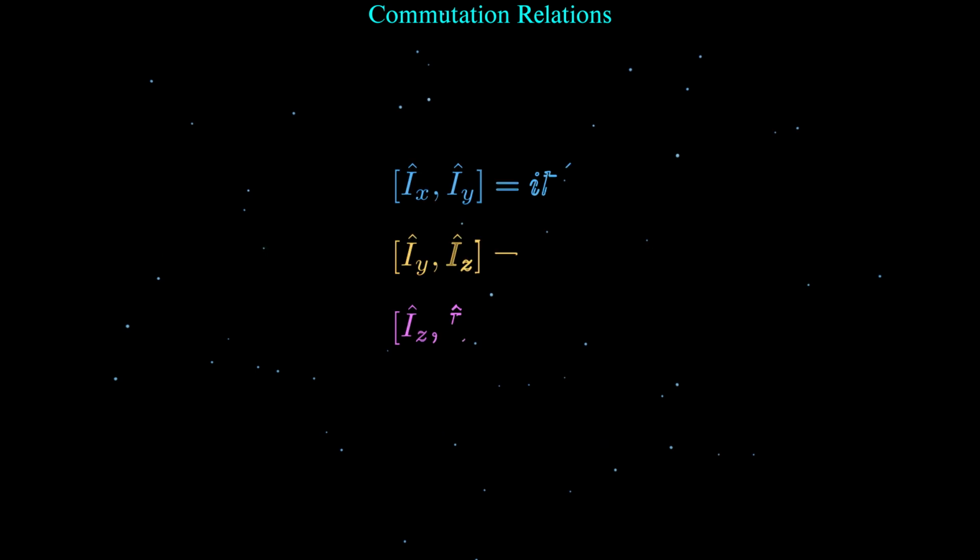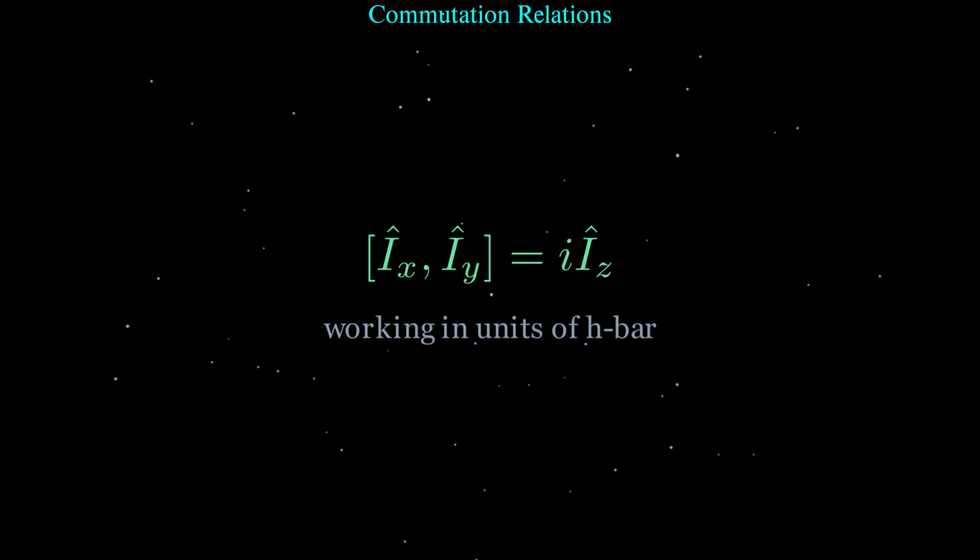One quick side note: here we've been using Ix, Iy, and Iz in units of h-bar. If we include the h-bar inside the operators themselves, then the commutator is written as these three right here. But in spin dynamics, it's very common to work in units of h-bar, which is why we can just write the cleaner version like this.